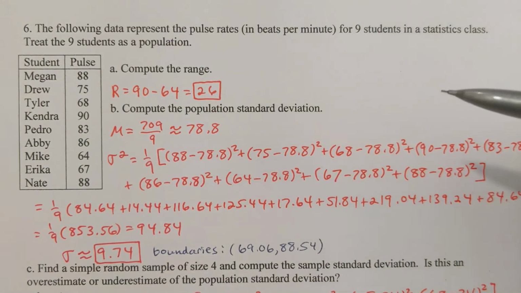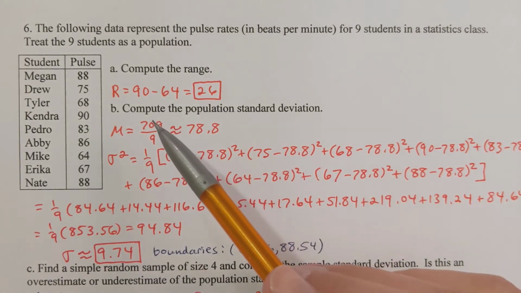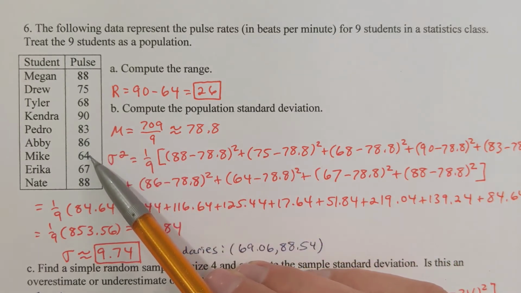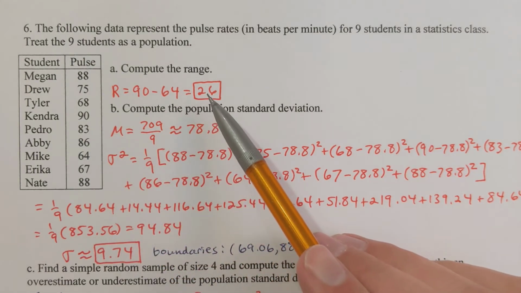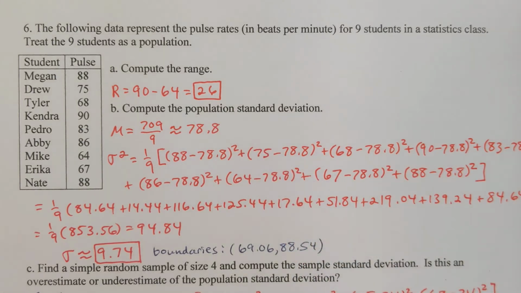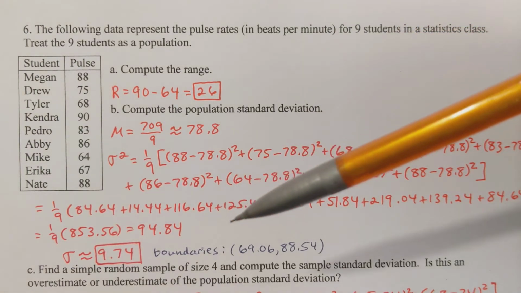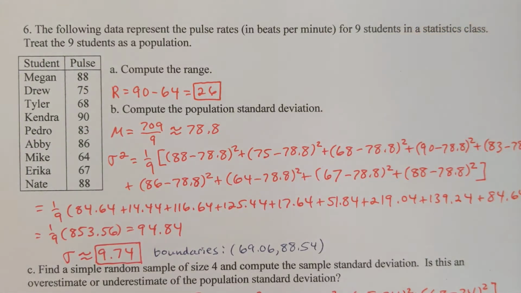And we compute the range. The range again is very simple. All you do is you take the largest value, 90, minus the smallest value, 64. And we got a range of 26. Now 26 is not too big of a number, not too small of a number. So when I compute the standard deviation, I shouldn't expect some really huge number or some really minuscule number. If I get either one of those two extremes, something went wrong with the calculation.